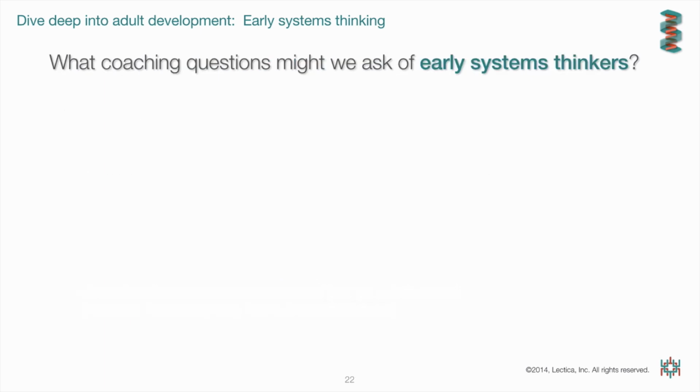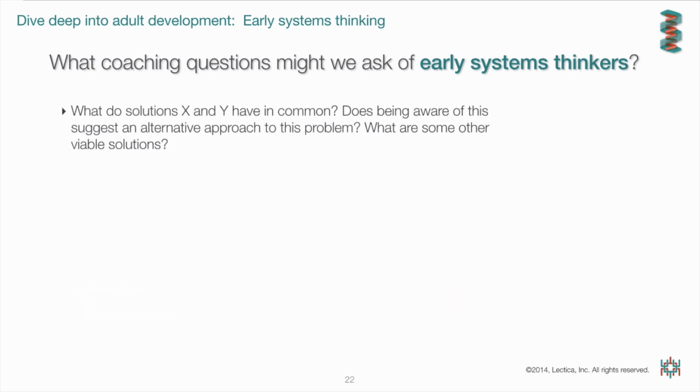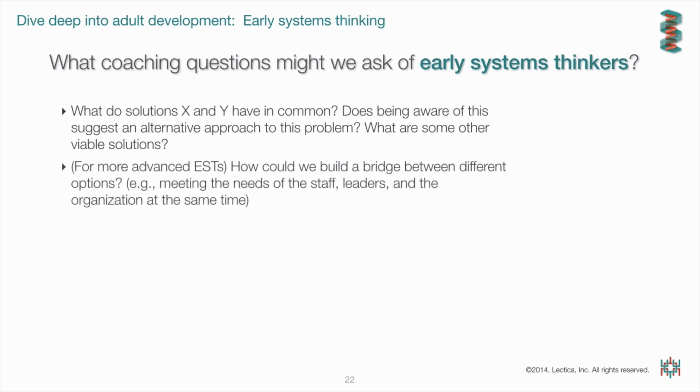What coaching questions might we ask of early systems thinkers? Here are some examples. What do solutions X and Y have in common? Does being aware of this suggest an alternative approach to the problem? What are some other viable solutions? For slightly more advanced early systems thinkers, performing at around 11.3 to 11.4, we could ask, how could we build a bridge between different options, such as meeting the needs of staff, leaders, and the organization all at the same time?